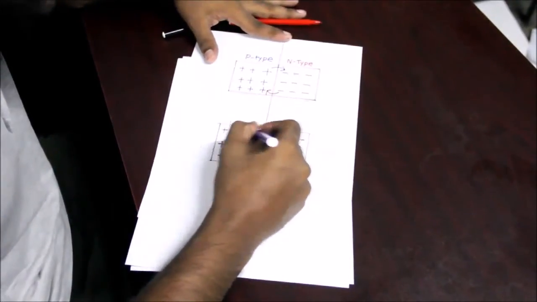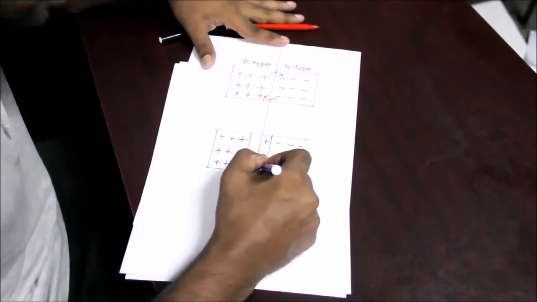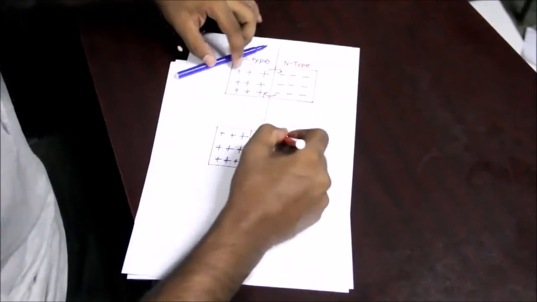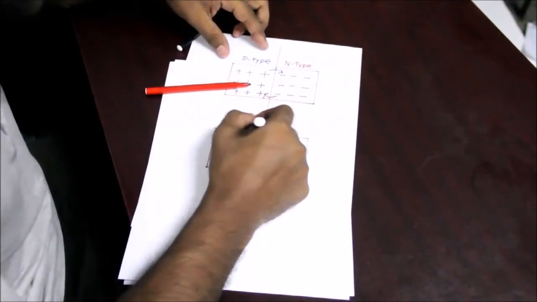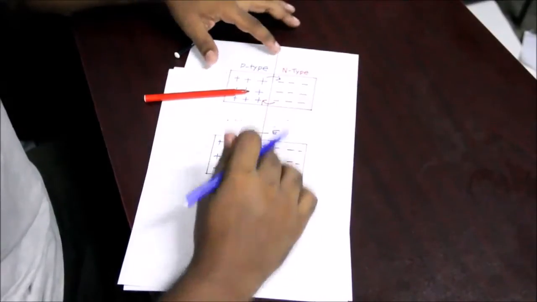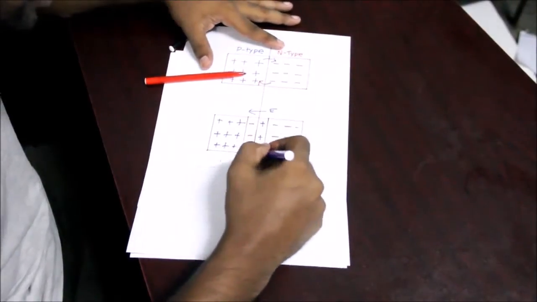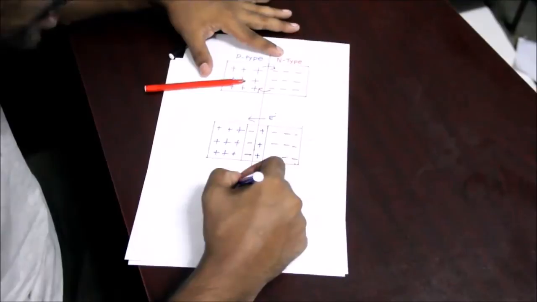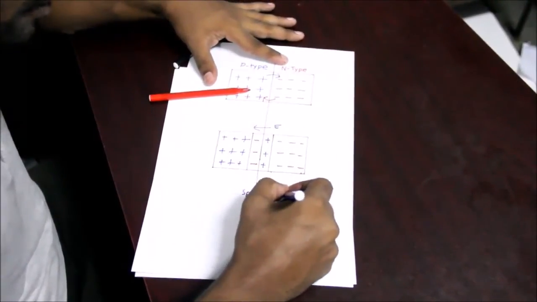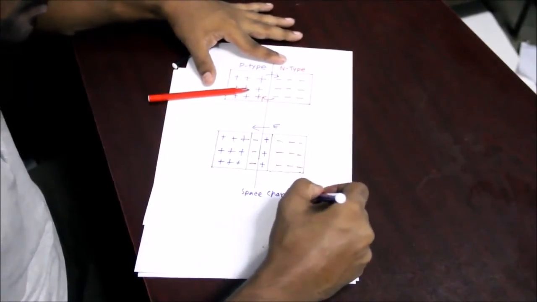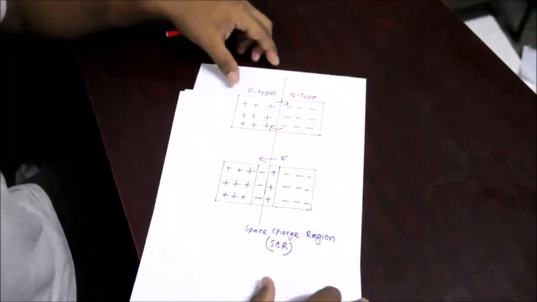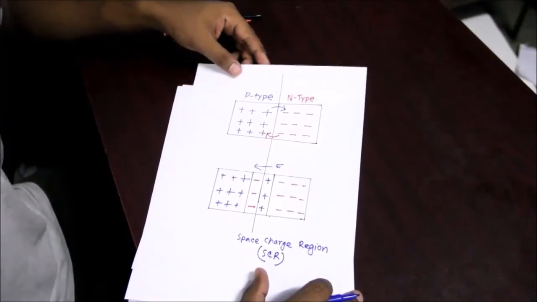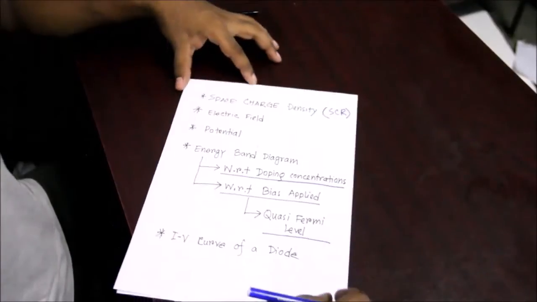Some of the holes from this region will diffuse to this region. Some of the electrons from this region will diffuse and come to this region. As a result, an electric field is formed here. This electric field direction will be from the positive charge to the negative charge, and this region is called the space charge region. In short, it can be termed as SCR. This is how a basic PN junction diode is formed, and thereafter we will be explaining the topics we are going to cover in our present video demonstration.